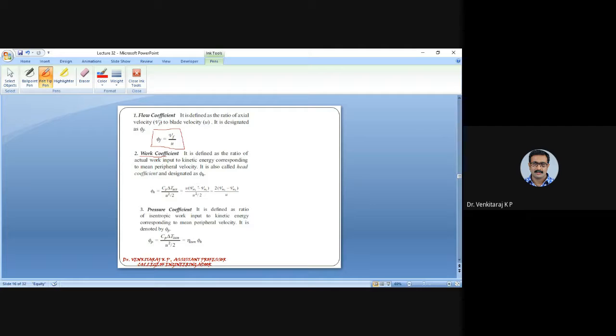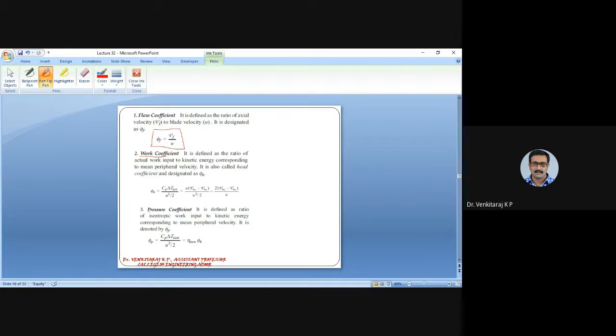How do you calculate actual work? Actual work we can calculate as Cp into delta T actual, if you know the temperature difference. Or else you can have U into Vw2 minus Vw1. This is also the actual work. That is divided by U square by 2, which is the kinetic energy associated with this blade speed. So this ratio is known as the work coefficient, with notation phi h.